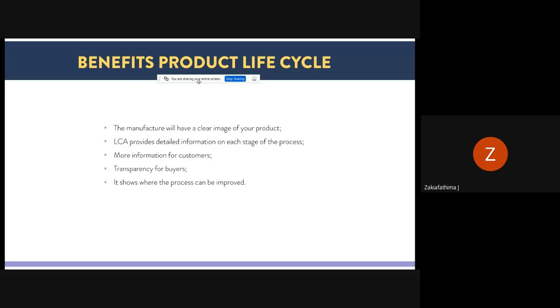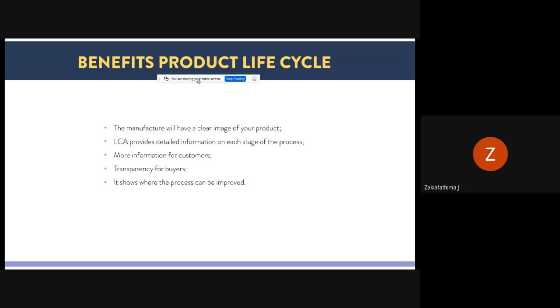More information for the customers. When you go to buy, either as a manufacturer of a product or as an end user, whether you're going to buy it as a consumer, you will actually know all the information for the particular product, what all went into the manufacture of the product. There is transparency for the buyers, who will know how much of the process went through it, and they can analyze themselves whether the cost given for the product is worth it.